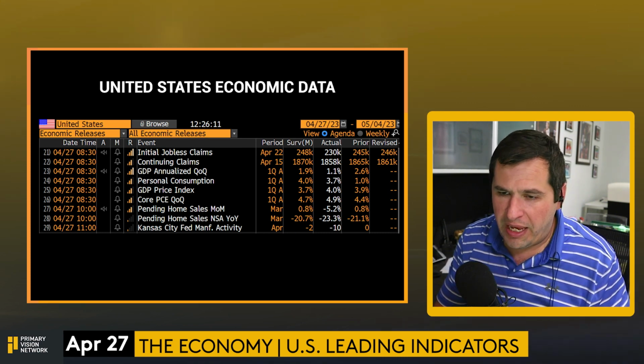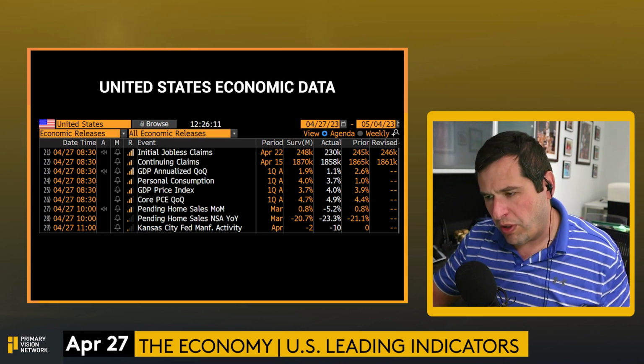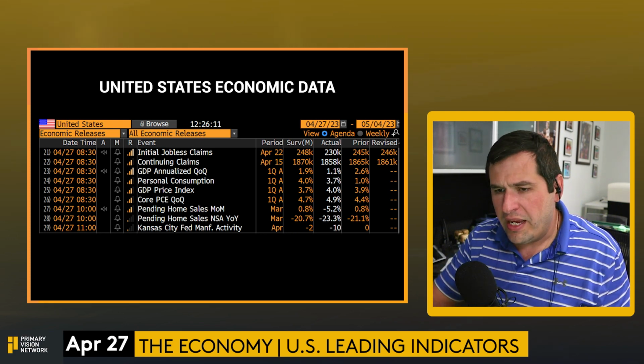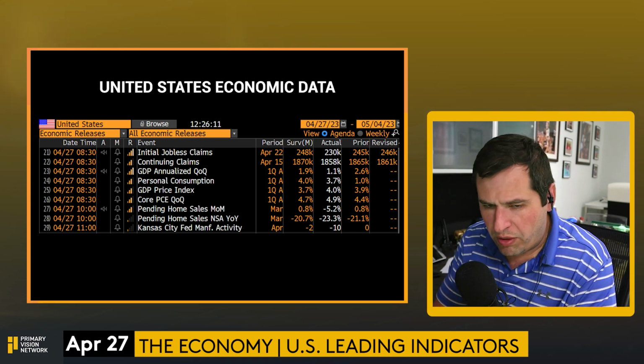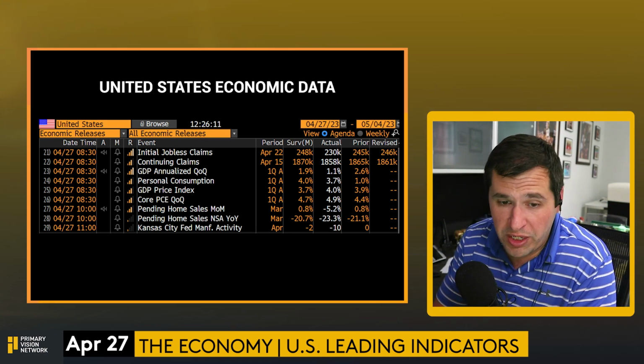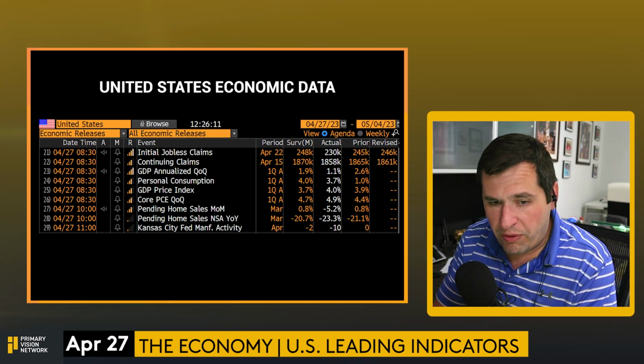Pending home sales had a big drop, but again, there's some of that offset as well, which we'll talk more about in Q2 in segment 3. And then Kansas City Fed came in a bit light, but we'll talk more about that in the next segment. So real GDP came in at 1.1% quarter over quarter, 1.6% year on year.